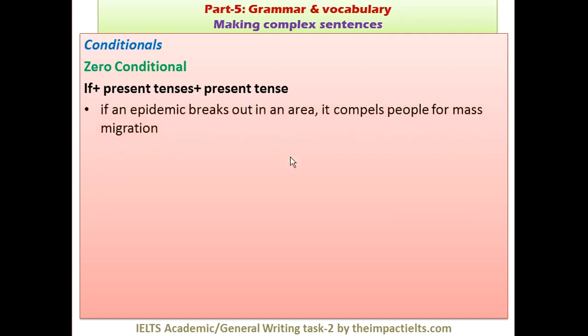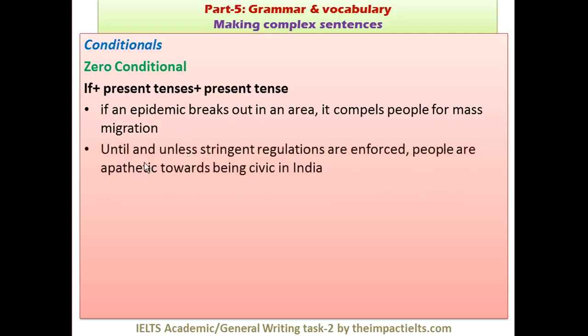So let's see one example. If an epidemic breaks out in an area, it compels people to migrate en masse. Now, this is a fact that one action is followed by another action. This is not a one-time action, so this is a part of the zero conditional. I'll show you another example.